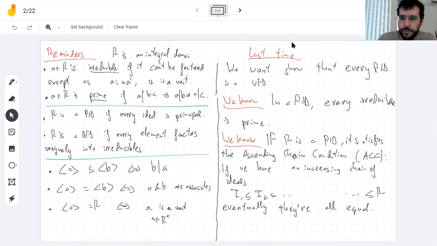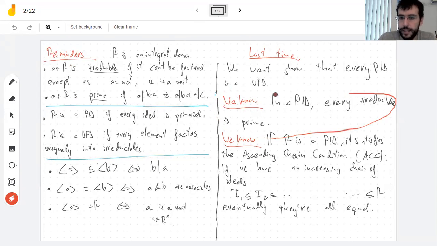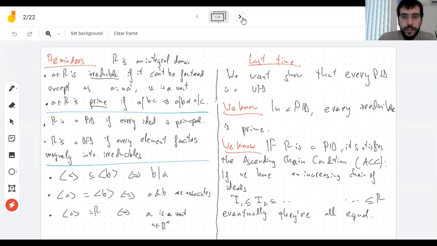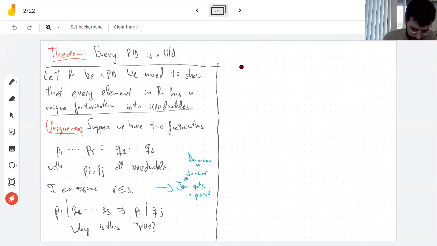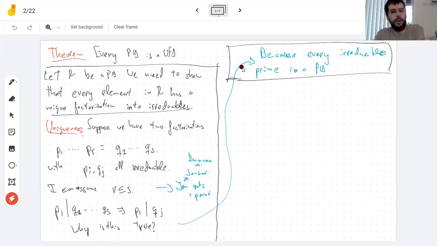Let's say last week, last week we had class. Every irreducible is prime means exactly what we need here. It means that if P1 divides a product, it must divide one of the factors. When you show this for the whole numbers, this is what you're doing, because you've shown before that if a prime number divides a product, it divides one of the factors. Okay, so this is the idea of the proof.